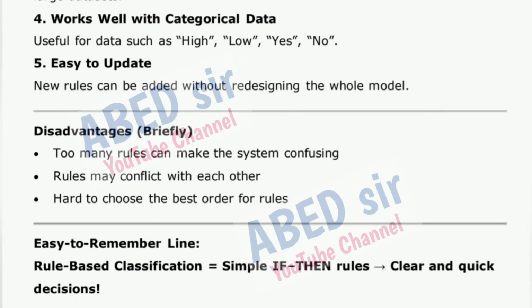Disadvantages, briefly. Too many rules can make the system confusing. Rules may conflict with each other. Hard to choose the best order for rules. Easy to remember line: rule-based classification is equal to simple if-then rules, clear and quick decisions.